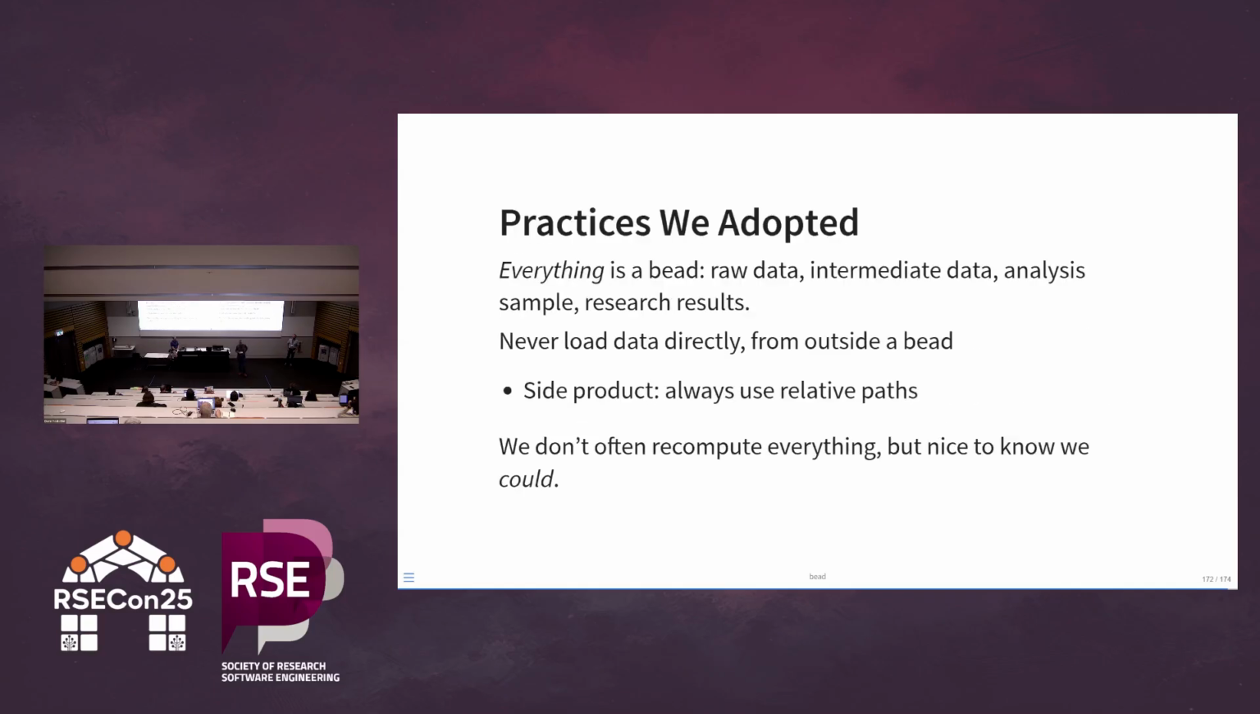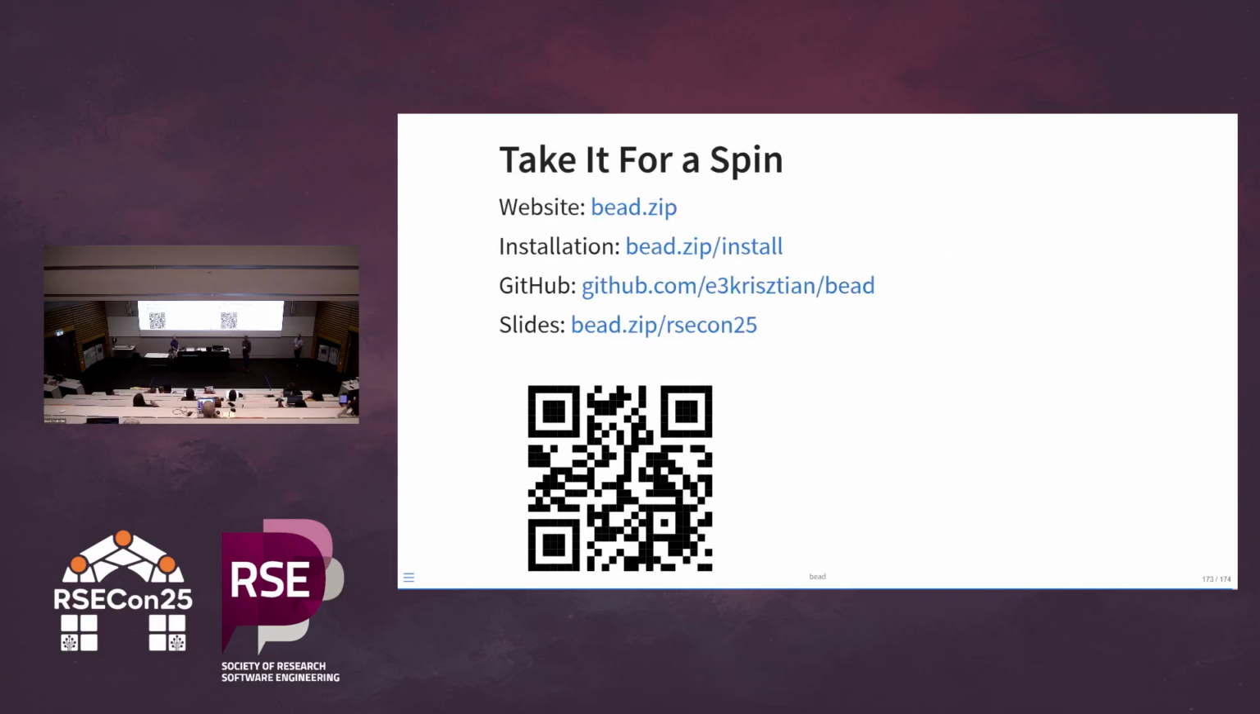It changed how we work, and in our research process, everything is a bead. So the first thing you do, if you get data or do a computation, is put it in a bead and save it in a bead box. One side product that I personally like very much is forcing everyone to use relative paths. Don't put in your Dropbox folder or any other absolute path, because you have to work inside the bead folder. We don't often recompute everything. There are these long chains of provenance, but it's not a rule, though we could if necessary.